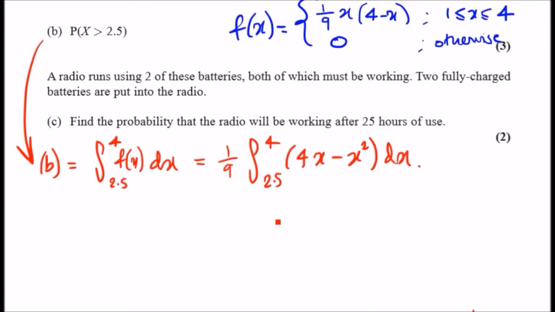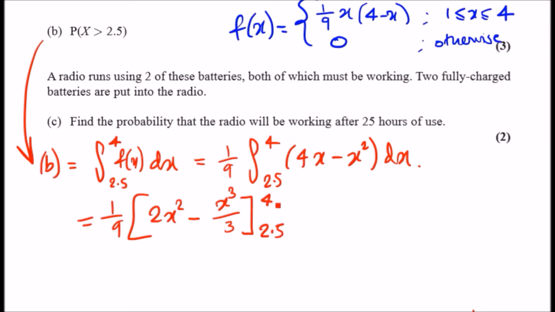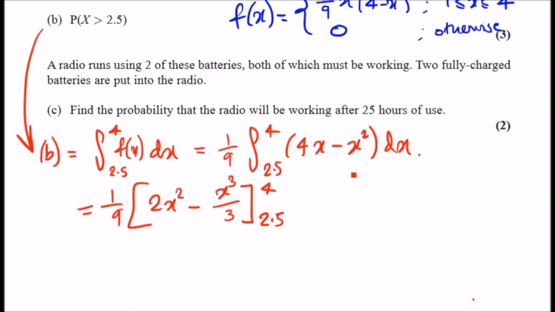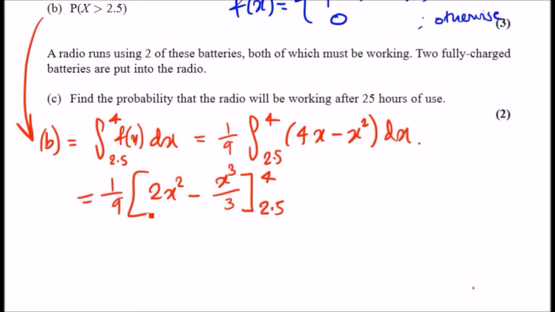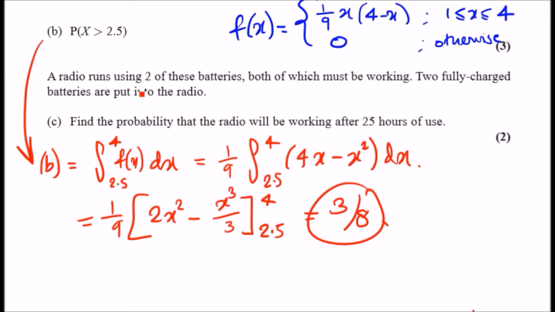So let's do it. Integrating all of this, we should get 4x becomes 4x squared over 2. 4 over 2 cancels out, so you get 2x squared minus x cubed over 3. And you're going to evaluate from 2.5 to 4. So that's all we do. Firstly, plug in 4, find the value, then plug in 2.5, find another value, and you should get 3 over 8. And voila, that's it guys. Hope this helps. And let's move on to the next one.